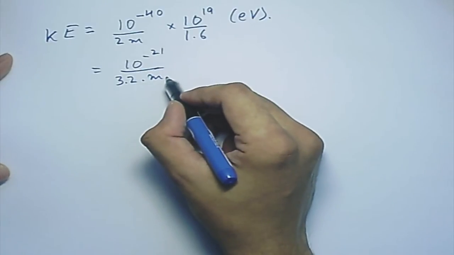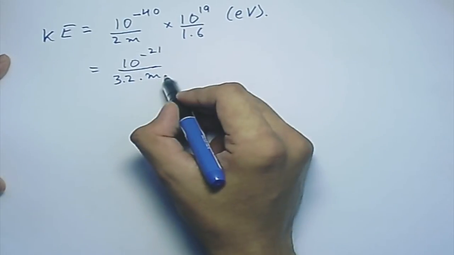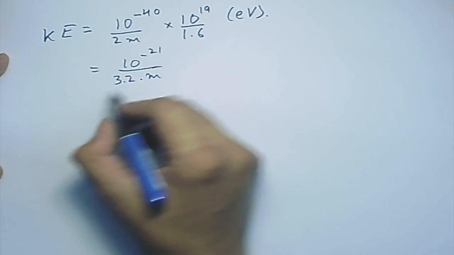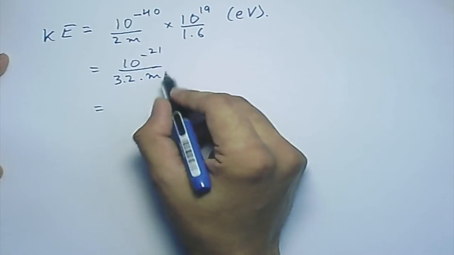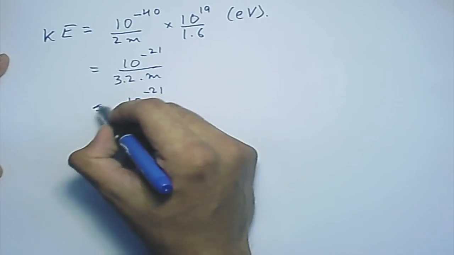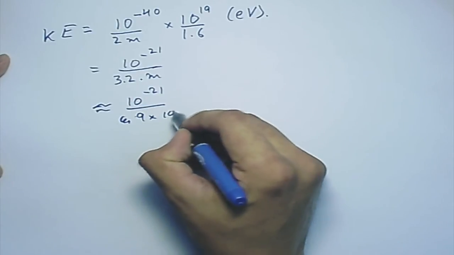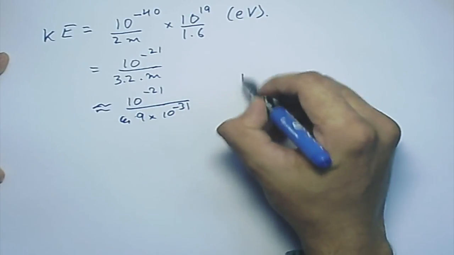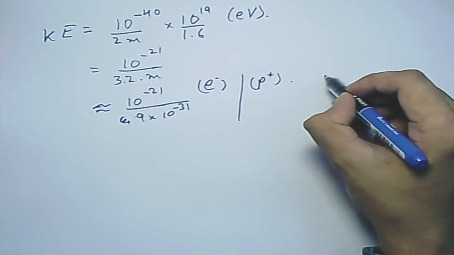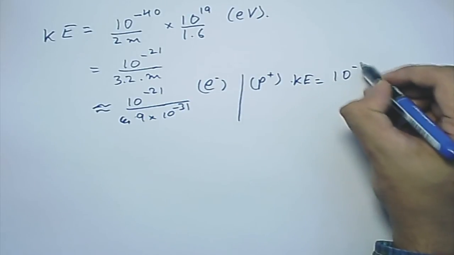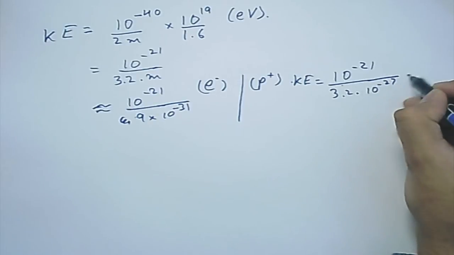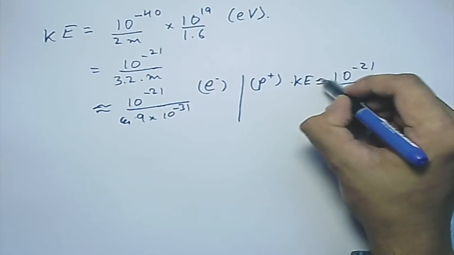Now, substituting for the mass of the electron and proton separately. For the electron, the mass is around 9 × 10⁻³¹ in SI units. So this would give us 10⁻²⁰ over some constant. We can ignore the constants and write it this way, 9 × 10⁻³¹. This is for the electron. Similarly for the proton, the same analysis would give us this: K would be equal to 10⁻²⁰ over 3.2 times the mass, which is 10⁻²⁷ in this case, times some constant. We can ignore that. It is an approximation.